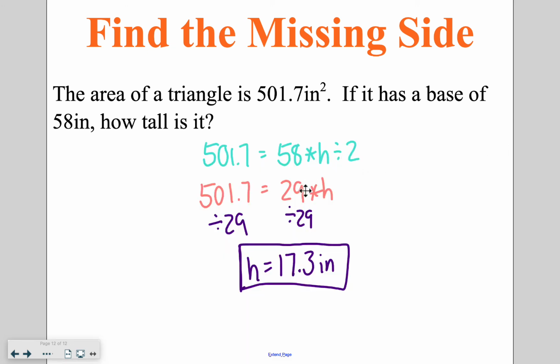Simplifying down, we get to 29 times h. Dividing both by 29, we get an answer of h is equal to 17.3 inches.